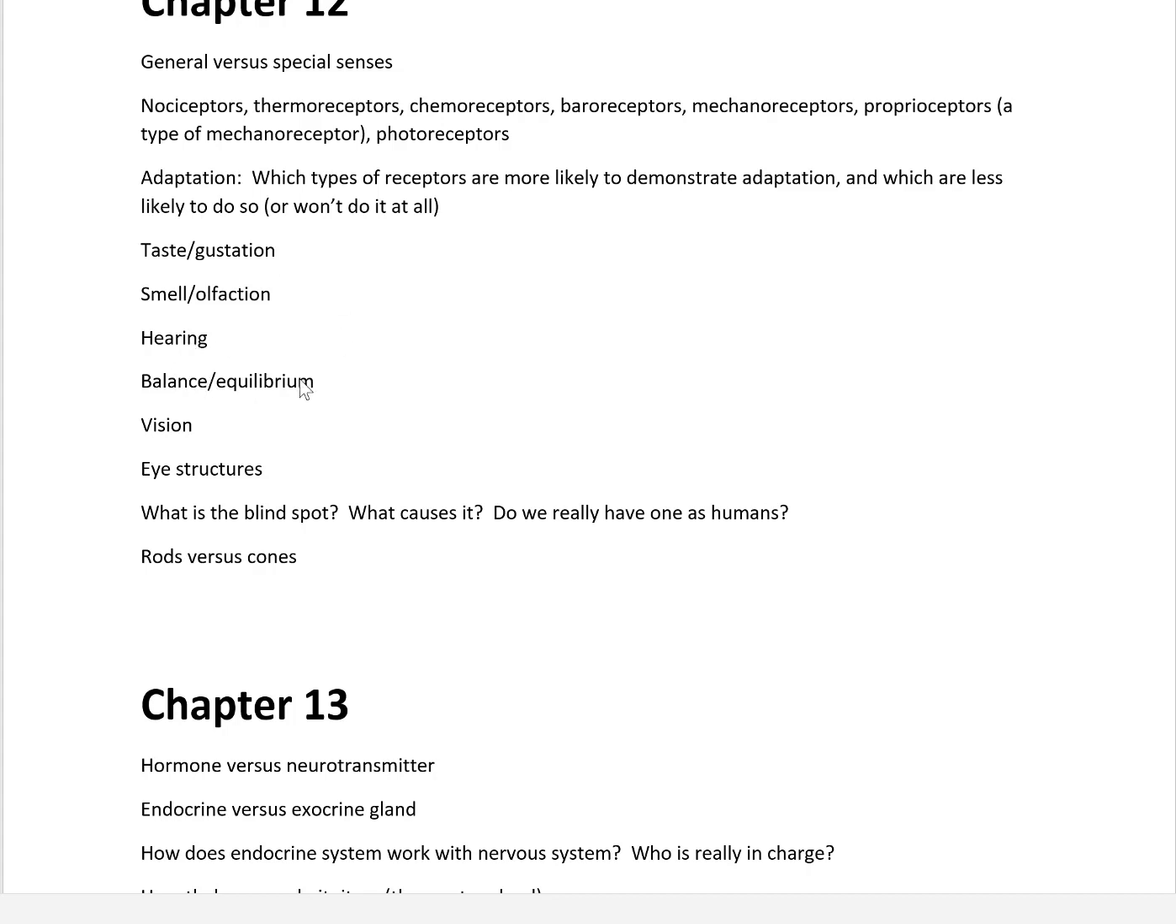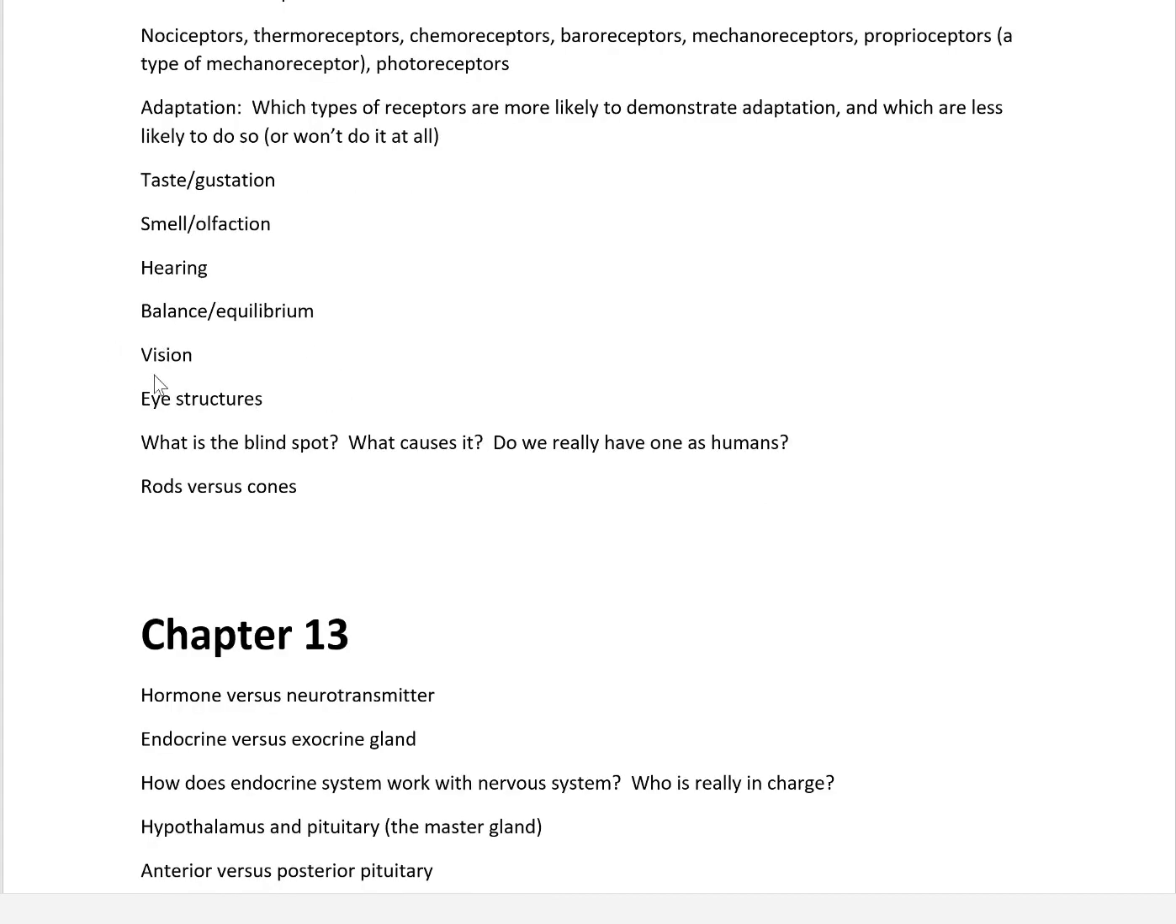Hearing and balance both use your inner ear, but hearing involves the cochlea, whereas balance involves the ampulla, the saccule and utricle, and the semicircular canals, all terms you can get from those videos. So they both use the inner ear, but in separate places.